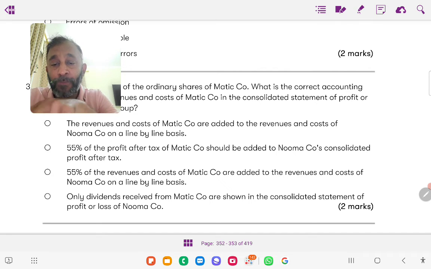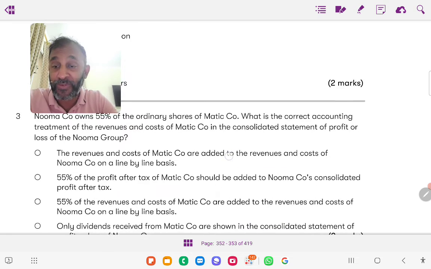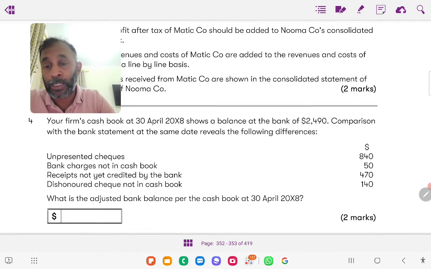Third one, 55% of revenue and cost added to the revenue and cost of N company on a line by line basis. No, that is again wrong. There is no such treatment. Last one, only the dividend received from M company is shown in the consolidated statement of profit or loss of N company. No, that's also not correct. So the answer is the first one. So we move on to the answer for question number 4.